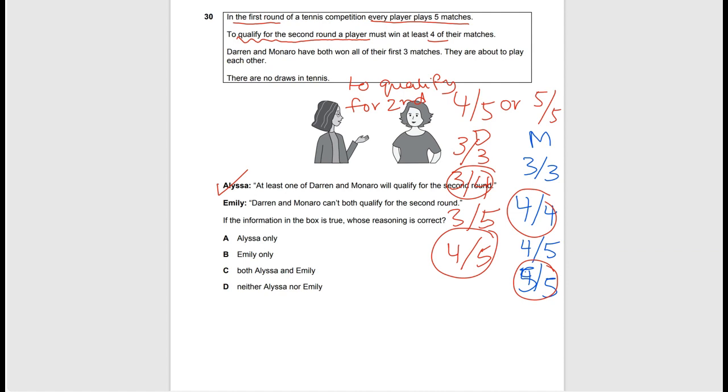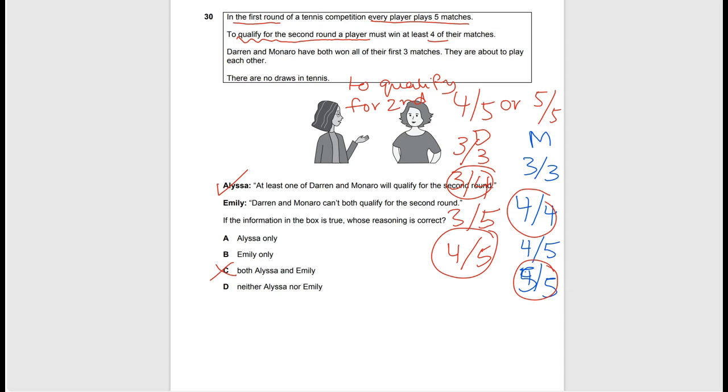Let's see what Emily says. Emily says Darren and Monaro can't both qualify for the second round. So that means with these questions, C is never going to be our right answer, because Alyssa and Emily are saying opposite things. Darren and Monaro can't both qualify for the second round.